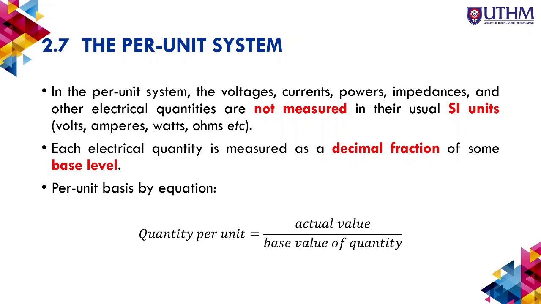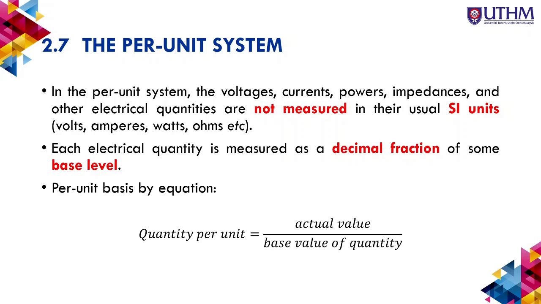Okay, so therefore the per unit system is implemented, or introduced. In the per unit system, the voltages, currents, power, impedance and other electrical quantities are not measured in the usual SI units. For example volt, ampere, it doesn't use SI. It uses decimal fractions. Each electrical quantity is measured as a decimal fraction of some base level. Sebenarnya dia macam ada reference.